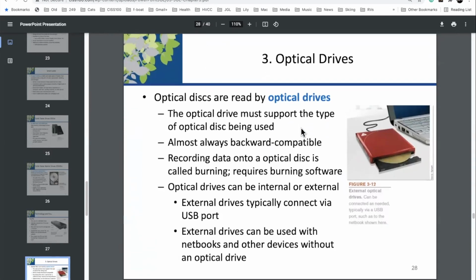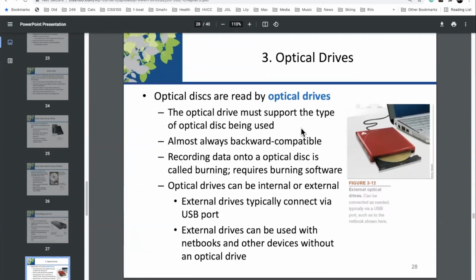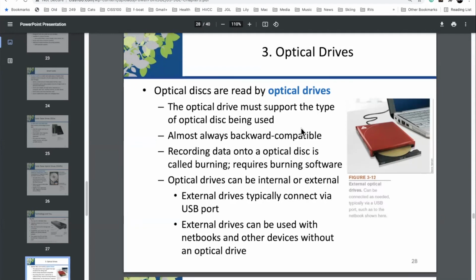Okay, the third type of medium, of course, is optical. And with optical, we do see the clear distinction between the medium and the device, right? We have a DVD player and we have DVDs. We take the DVDs, which are the medium, and insert them into the device, and of course, access whether it's a movie or data or whatever. They can be internal, they can be external.